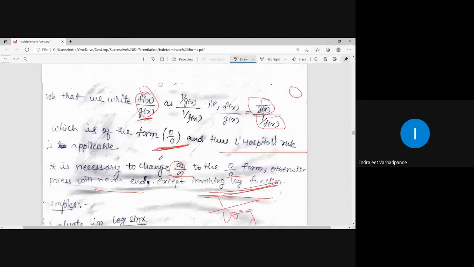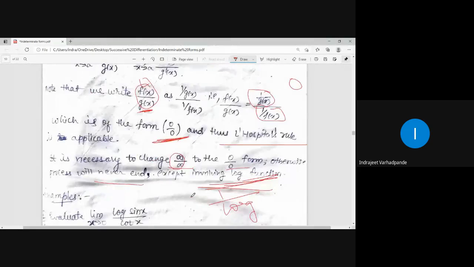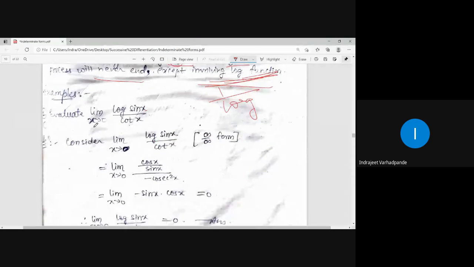So we take the example. I hope this portion is clear, how to deal with infinity by infinity. This theory is not that important to be written, just you understand it well. So evaluate limit x extending to 0 log of sin x upon cot x. As I said initially, cot 0 will be infinity, sin 0 is 0, log 0 is also infinity as per the results which are available with us. So it takes the form infinity by infinity, right?